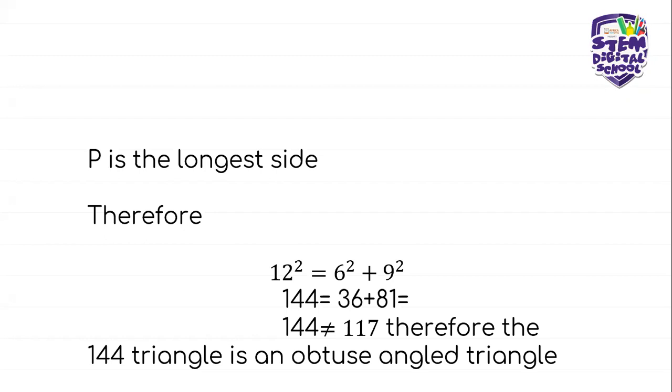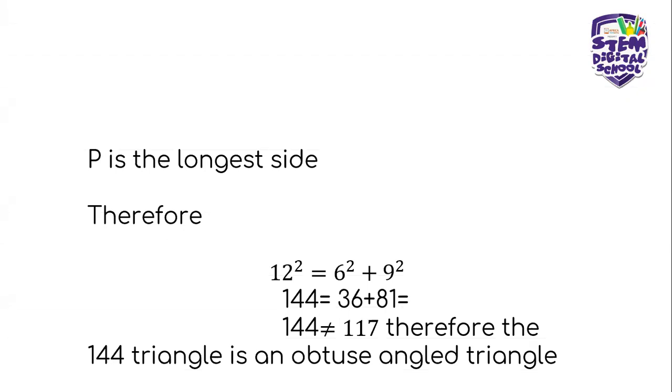81 plus 36. And then you can see that if you add 81 and 36, you get 117. Therefore, 144 is not equal to 117.